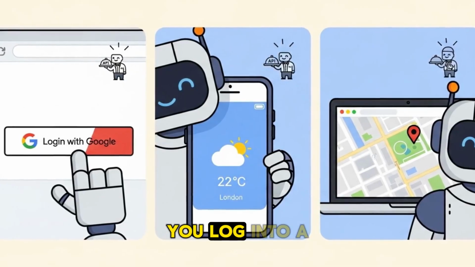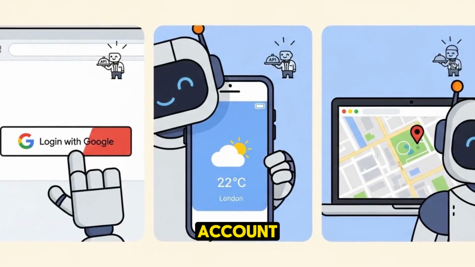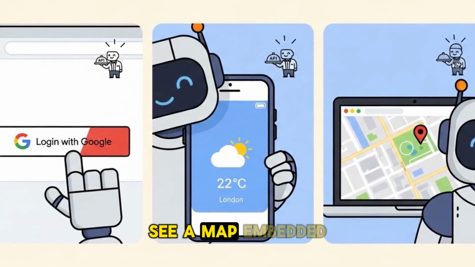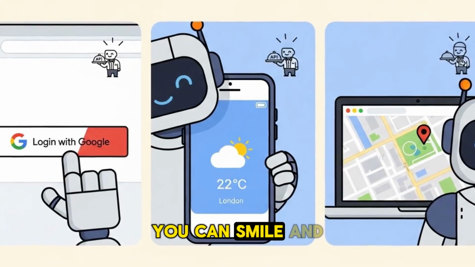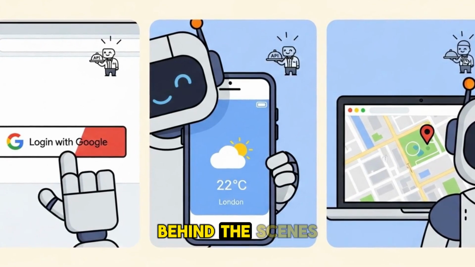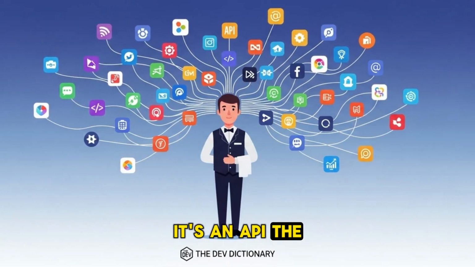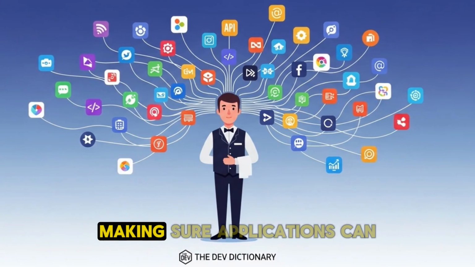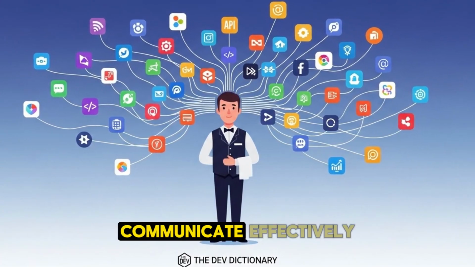So the next time you log into a service using your Google account, check the forecast, or see a map embedded in a website, you can smile and know exactly what's happening behind the scenes. It's an API, the hard-working waiter of the internet, making sure applications can communicate effectively.